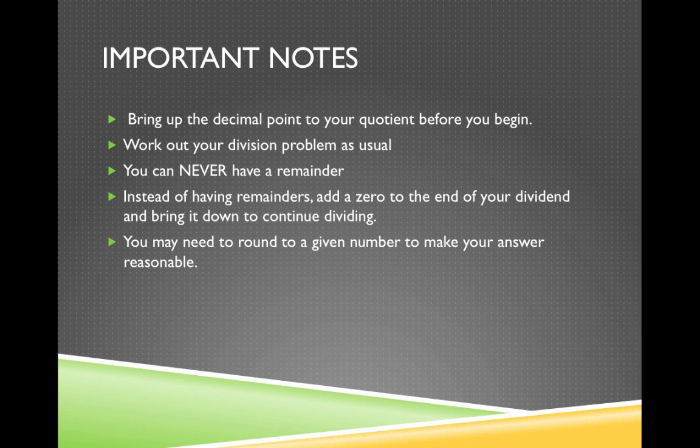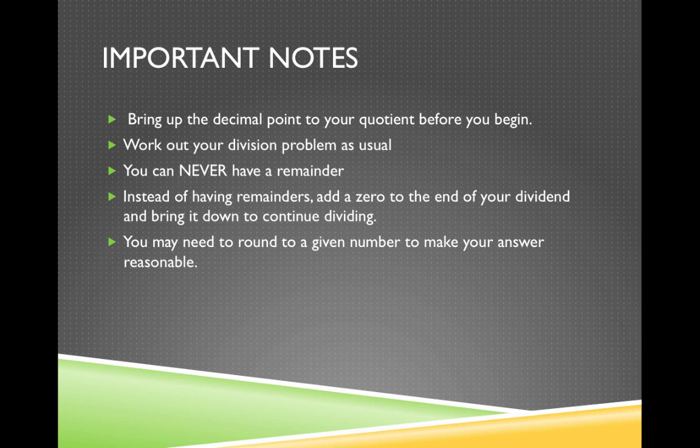After we've completed our problem, let's make some important notes. Make sure you write these down on your paper because they're very important to remember about decimal division. The first thing we need to remember is to bring up the decimal point to your quotient before you begin. This helps to avoid any decimal mistakes by the end of your problem. The second thing is to work out your division problem as usual. Remember, we didn't use the decimal point when we were subtracting or anything else throughout our problem.